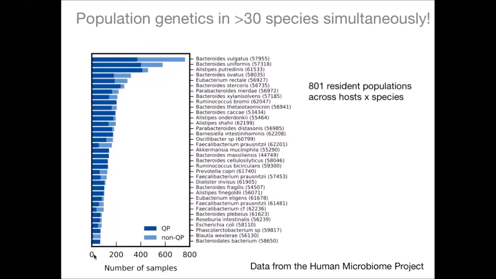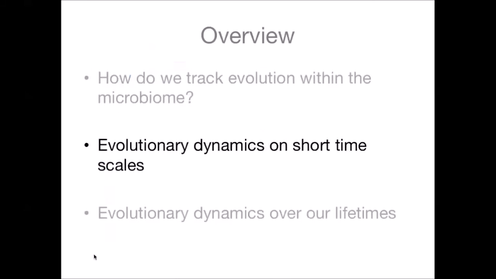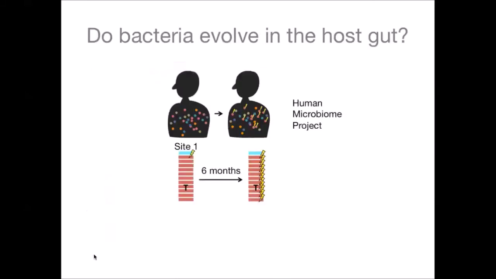Okay, so we've done all this hard work for phasing the dominant lineage. Now we're in the position to track evolutionary dynamics on short timescales. So, do bacteria evolve in the host gut within just a few months? We took data from the Human Microbiome Project, and we looked for these kinds of signatures where we saw an allele going from low to high frequency on the background of a dominant lineage.